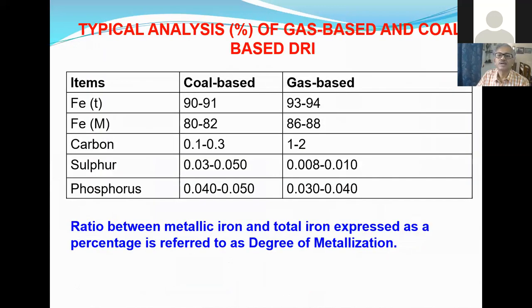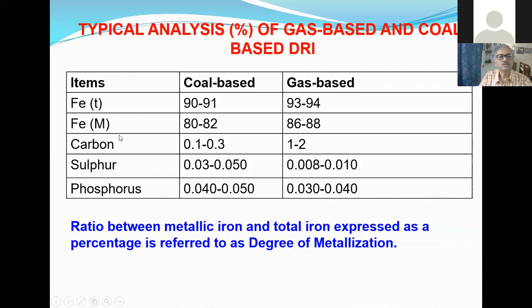Typical analysis of the gas-based and coal-based DRI. If you see the total iron, coal-based is less and gas-based is high. It is not due to the process, because the grade of the sponge depends on the grade of the inlet raw material. Usually the gas-based process uses a better quality of raw material. That's why the total iron or the grade of the gas-based DRI is a little higher than that of the coal-based DRI. And the metallization obviously depends on the process efficiency.